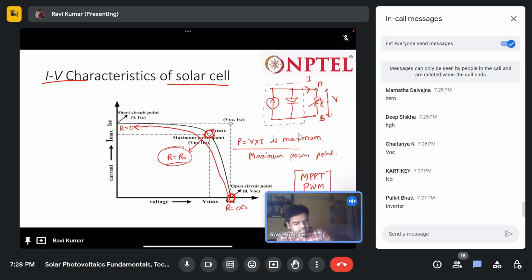Now if we decrease this dynamic resistance R further and reach a particular point where the resistance equals 0, then what will happen there? If A and B are short circuited, what will be the current flowing through A and B?